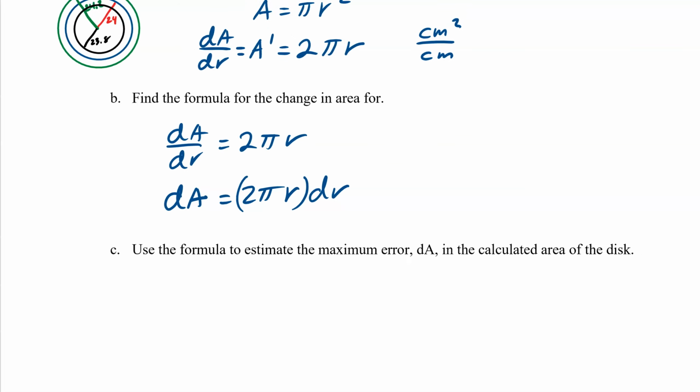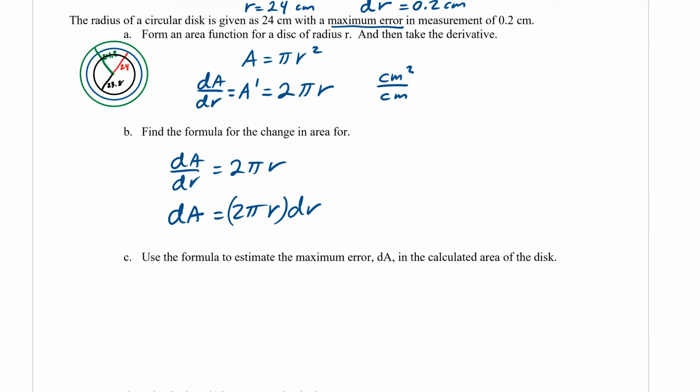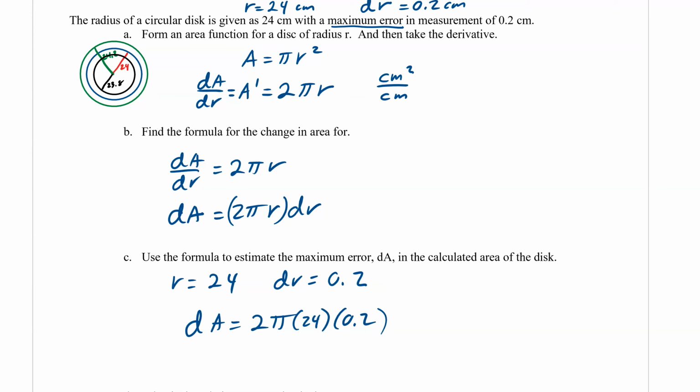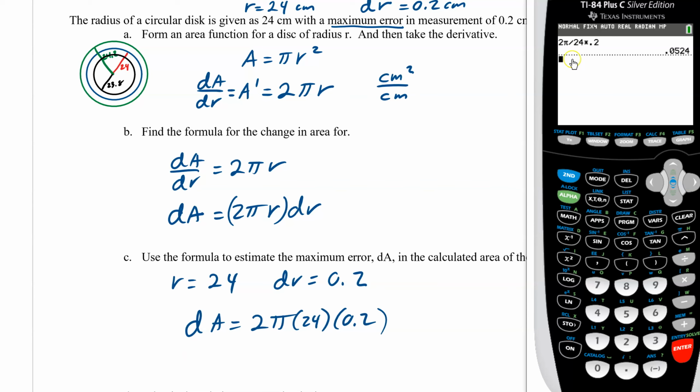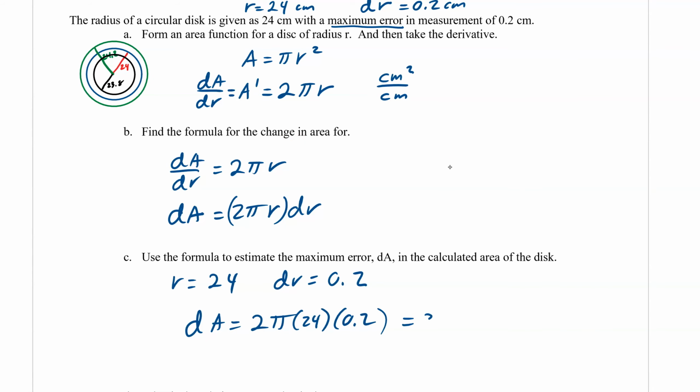Okay. So use this formula now to estimate the maximum error dA in the calculated disk. Well, we know our radius is 24 up there, and our dr is 0.2. So if we substitute those, plug them in our calculator, 2 pi times 24 times 0.2, we end up with 30.1593. And this is the change in area, so we need centimeters squared. That's what we're going to get.